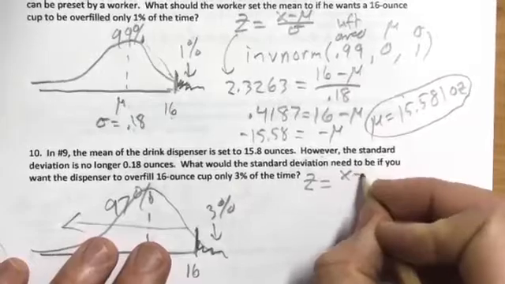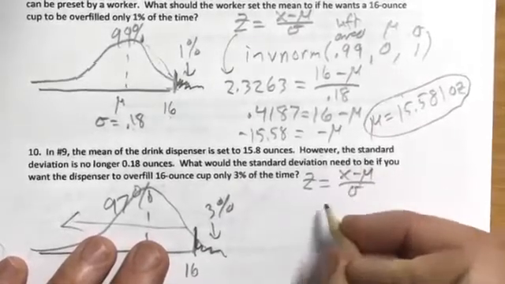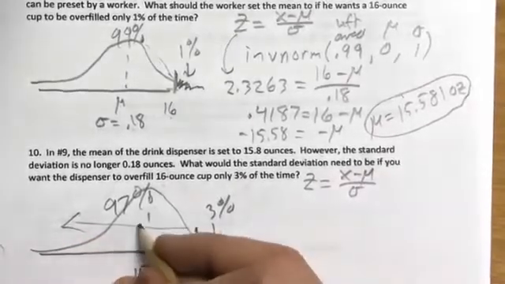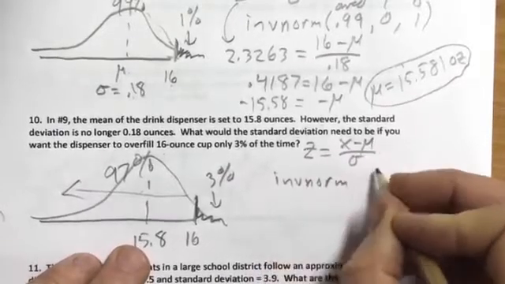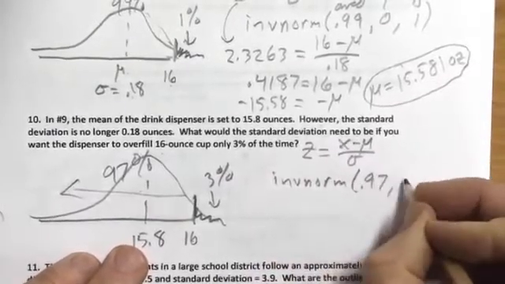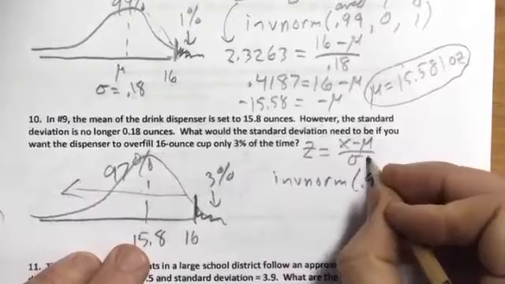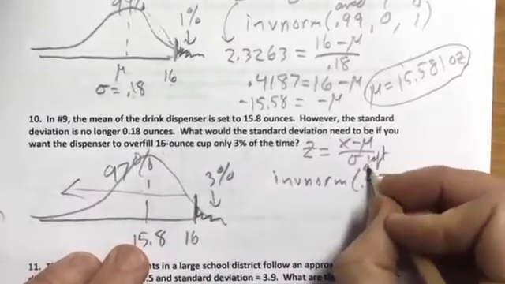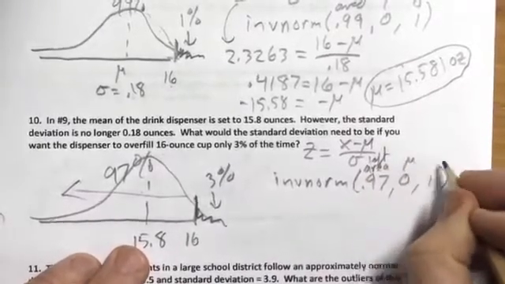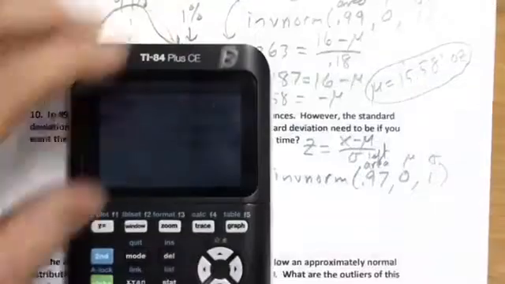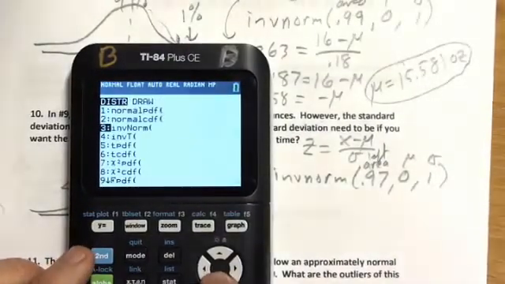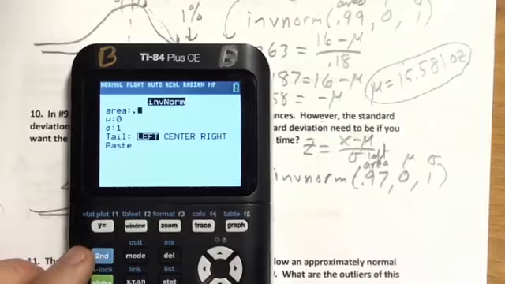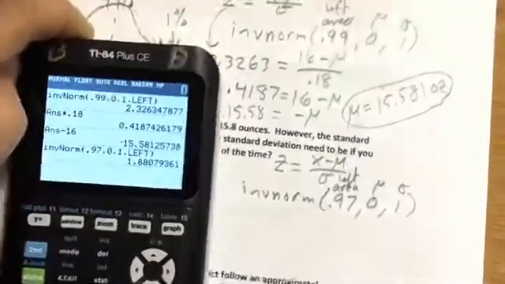Our z-score is equal to x minus mu over sigma. And so let's find the z-score for 97%. We will say inverse norm 0.97, mean of 0, standard deviation of 1. That is my left area, that is my mu, that is my sigma. And so here we go. Second distribution, inverse norm, 0.97, mean of 0, standard deviation of 1. Calculate, my z-score is 1.88.